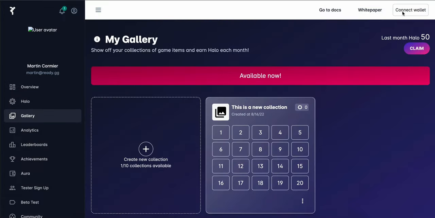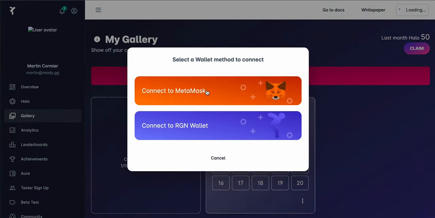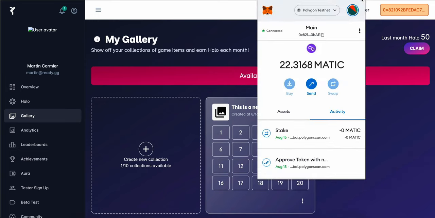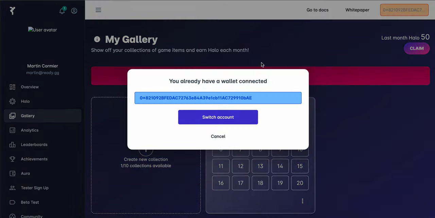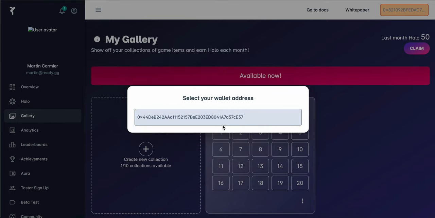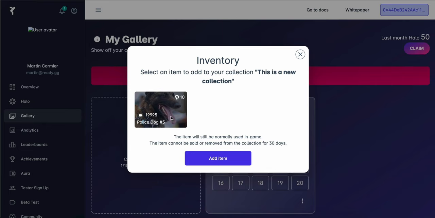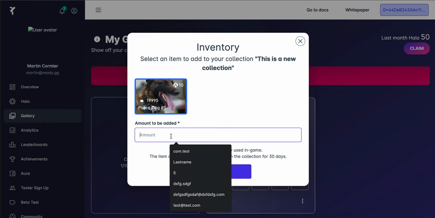So in this collection, the player is going to add some NFTs they own. And for this purpose, we're linking to MetaMask. We are using the Polygon testnet for these transactions. And you'll see here, the player is now in their wallet and they are going to start identifying existing assets they have, in this case, this one here, and adding that to their collection.